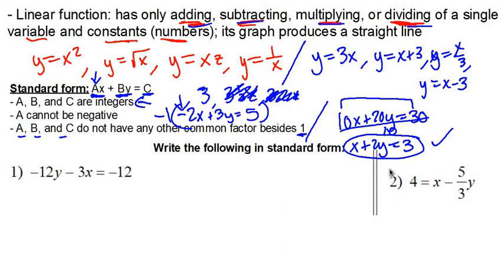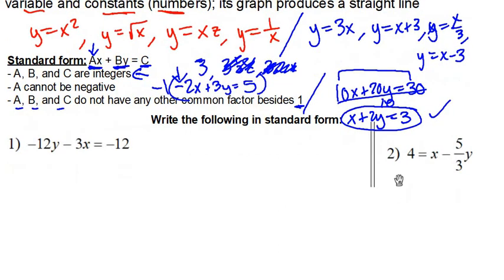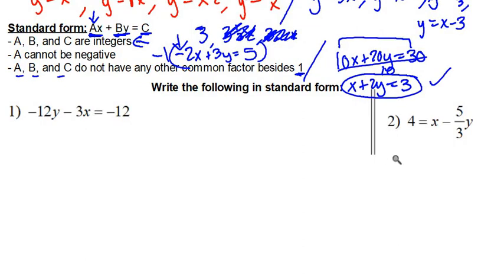So let's see if you can pause the video and try this. Based on those 3 conditions, let's see if we can write the following equations in standard form. We'll just go down the list of conditions. So first condition, a, b, and c have to be integers, and that's correct so far. -12, -3, -12, those are all integers, so that works. Second condition, a cannot be negative. Well, that's not true right now because this is the a. A is the number in front of x.